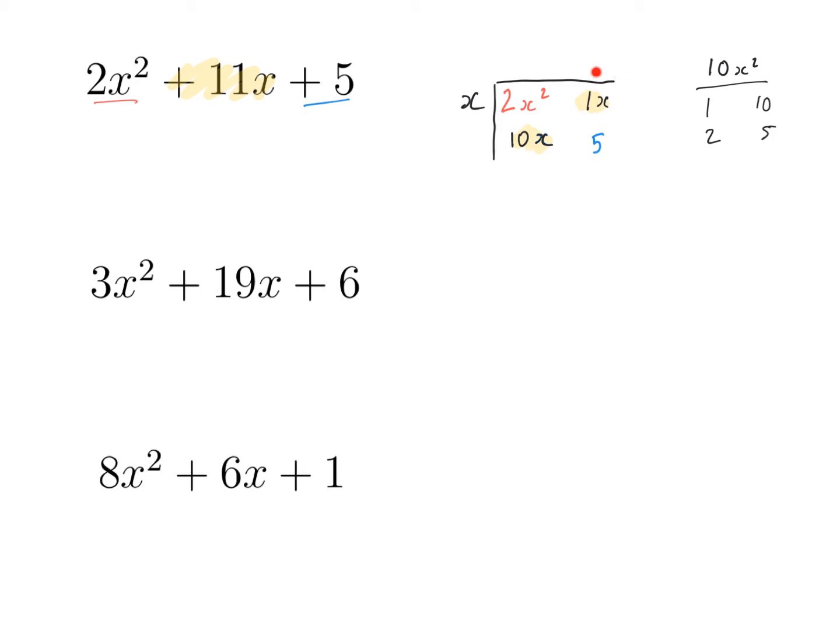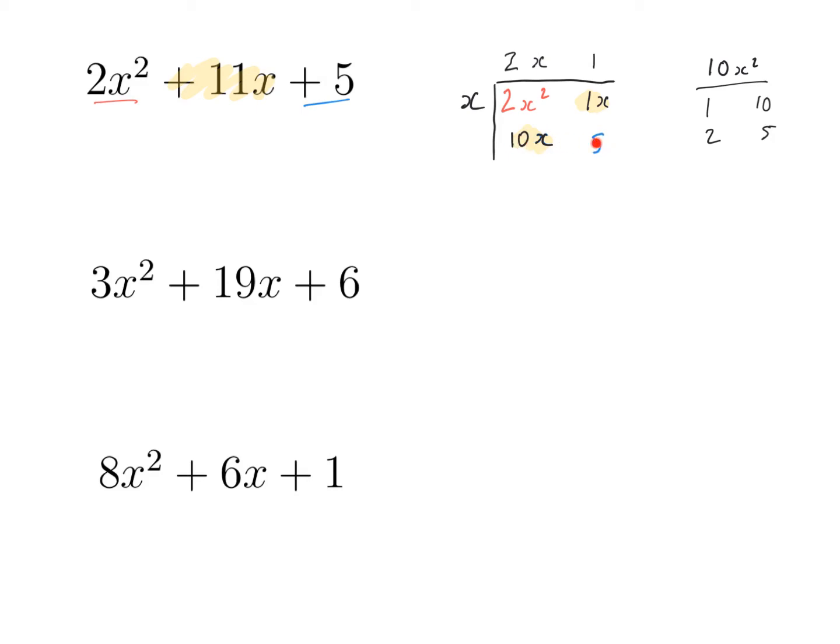I can now fill in the top here. x times x would give me x squared. However, I don't have x squared, I've got 2x squared. So I'll need to pop a 2 in there. x times 2x will give me 2x squared. Here, I've got 1x, so I'm going to have x times 1.